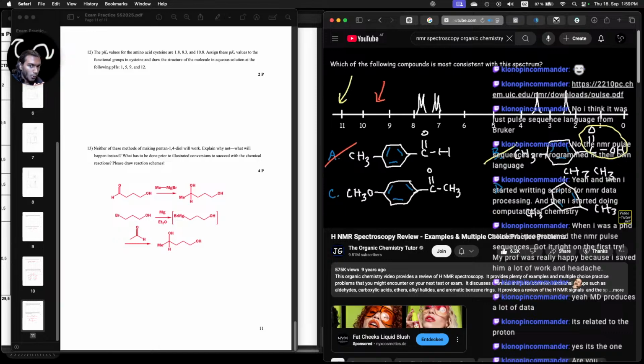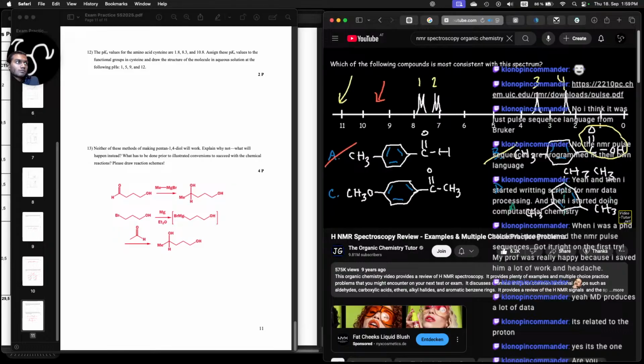So now the next thing we can look at is the number of signals. So we have 4 different signals: 1, 2, 3, 4. Let's look at D. For answer choice D, we can see that there's a line of symmetry, a vertical line of symmetry that we can draw between the two methyl groups.